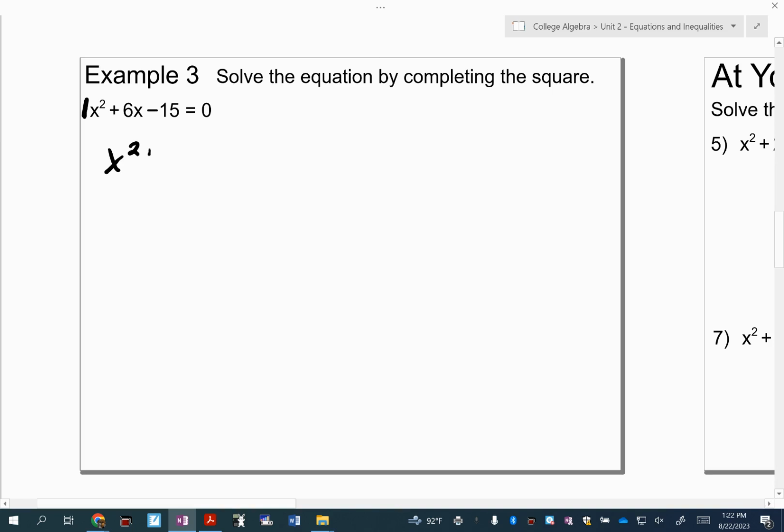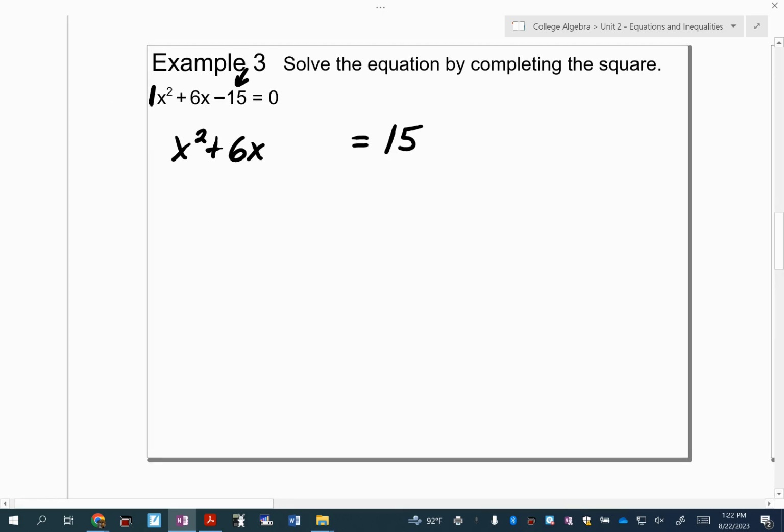The first thing you want to do with completing the square is actually move that constant. So this constant is minus 15. Move it to the other side so it's over there to be a positive 15. Now, you might be wondering why I did that. Well, the whole point of this is if you tried to factor, so factors of negative 15 that add to 6, I've got negative 5 and 3, negative 3 and 5, negative 15 and 1, negative 1 and 15. Those are all my factors, but none of those are going to add to positive 6. So there's not a way to factor this.